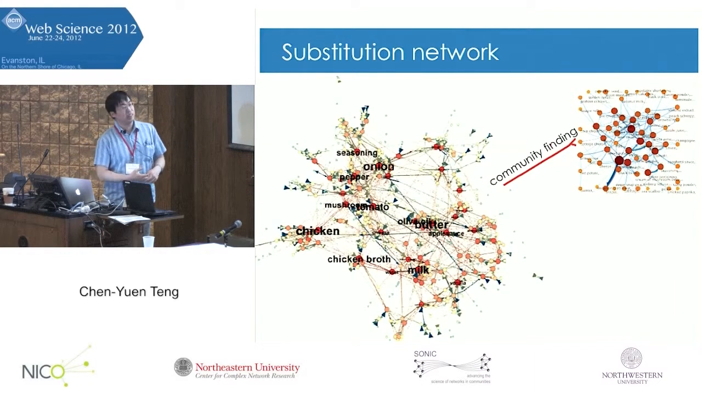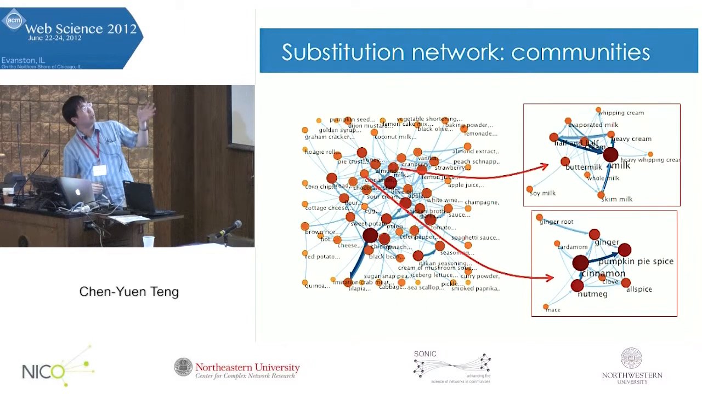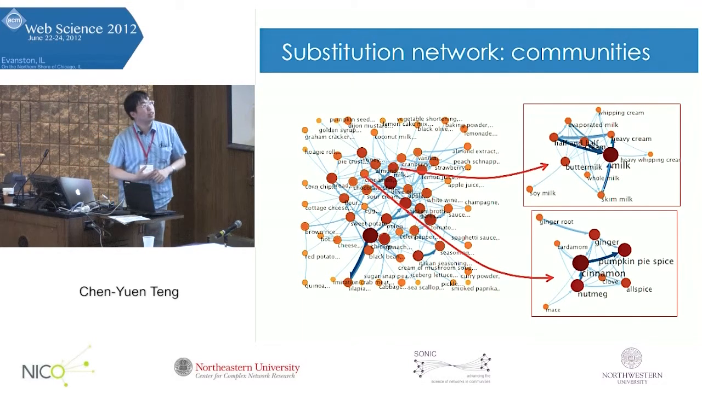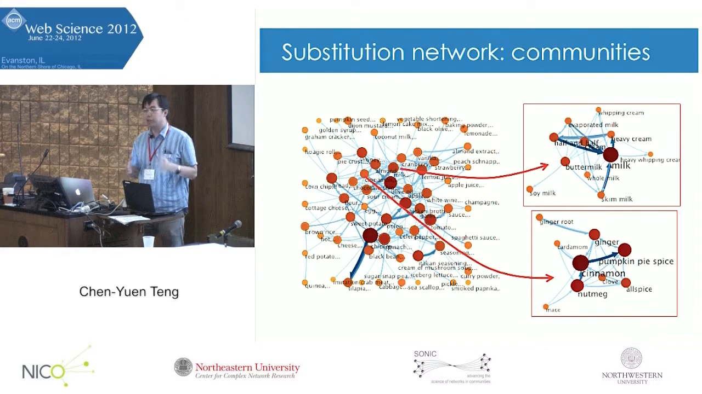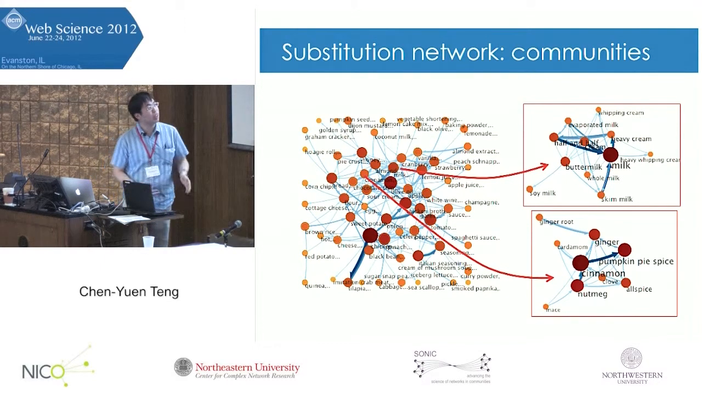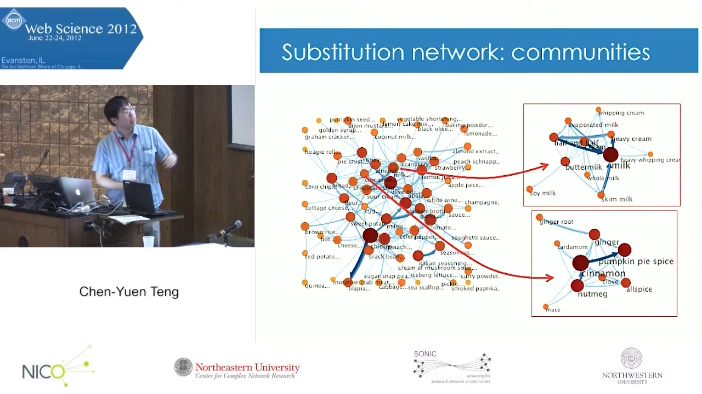Here I want to show you a visualization of the substitution network. You can see there are many communities. If we run a community finding algorithm, we will see many communities. For example, one is the community of milk, with lots of substitute relationships: milk, half and half, heavy cream, buttermilk, skim milk, and so on. The other community is the cinnamon community, where you can see ginger, allspice, nutmeg, and so on.